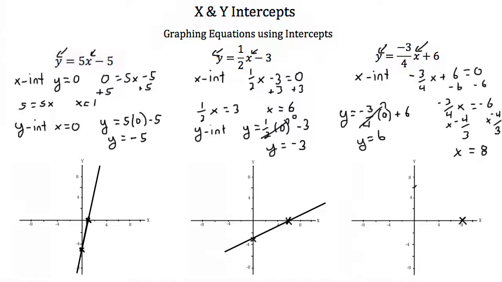So we go to 6 on our y-axis. And then once again, we connect the dots. And that's the graph of y is equal to negative 3/4 x plus 6.